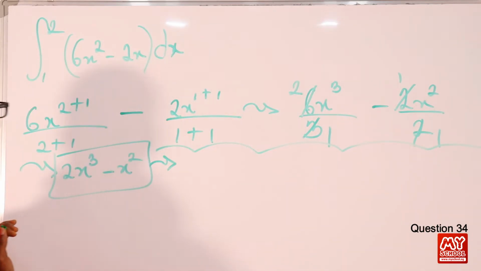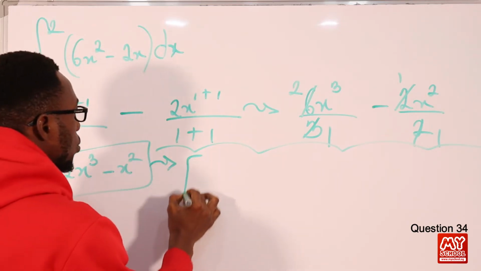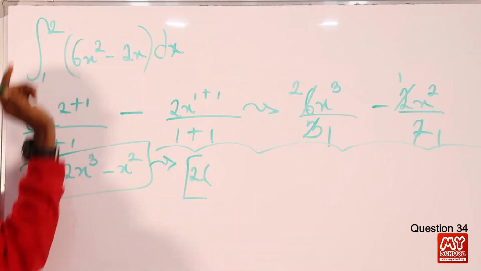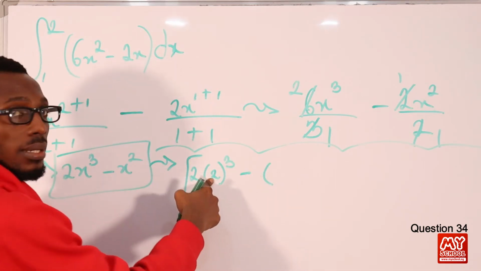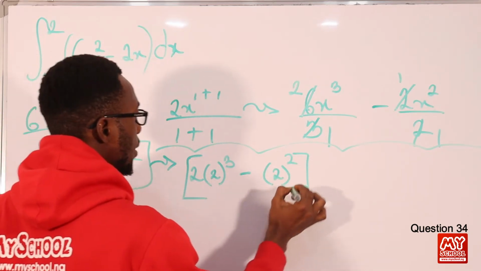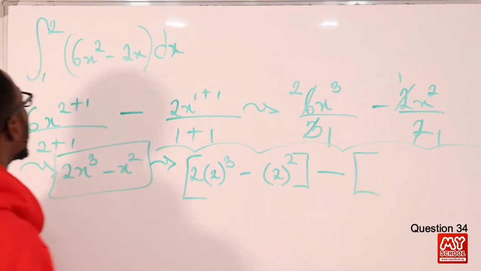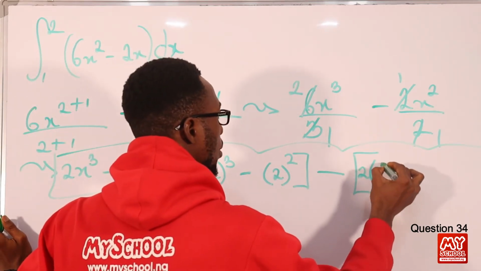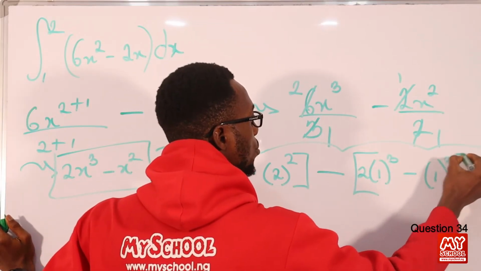Okay, so right here, we have 2x cubed minus x squared. Just open a bracket. I have 2, when x is 2, the 2 I have right here, minus, remember we are dealing when x is 2 raised to power 2 here. Close your parentheses, then minus the other value replacing x, which is 1. So I have 2 into brackets 1 raised to power 3 minus 1 raised to power 2.